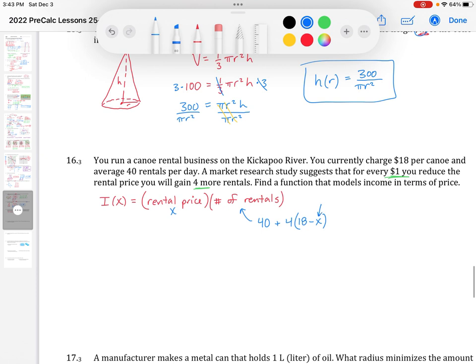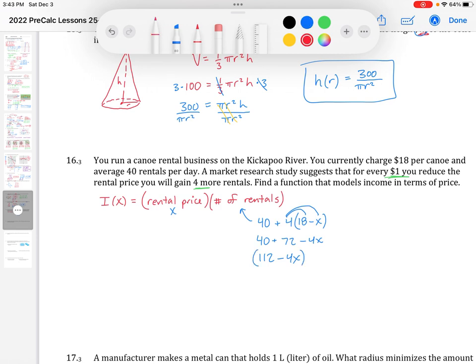And you could do that with any number. You could plug 17 in for this price. And then 18 minus 17 will give you 1. 1 times 4 is 4. 4 more people will rent canoes. So that is going to give us the number of rentals, but we can simplify this. So if we distribute that, we get 40 plus 72 minus 4x, which gives you 112 minus 4x. So this is the number of rentals right here.